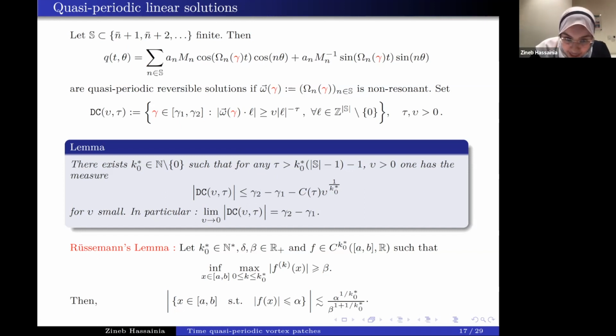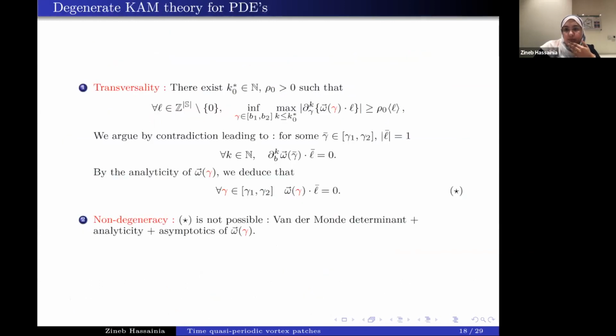Now, how to estimate is just by applying a Russmann lemma, which asserts that if you can find an order K0 star for which the maximum of the derivative is bounded below, then you can get an estimate on your set. So all we need to do is to check this transversality condition on the vector frequency.